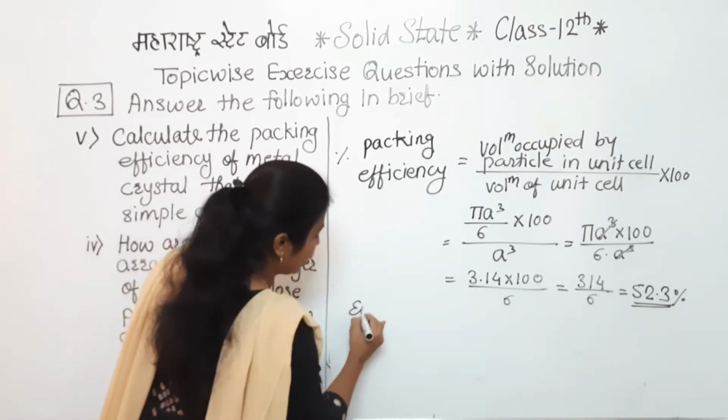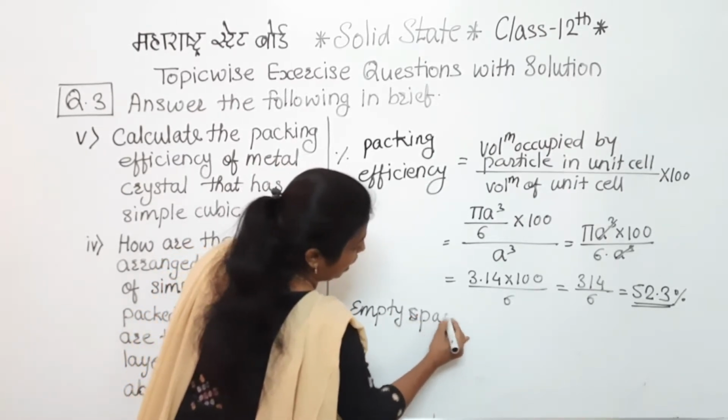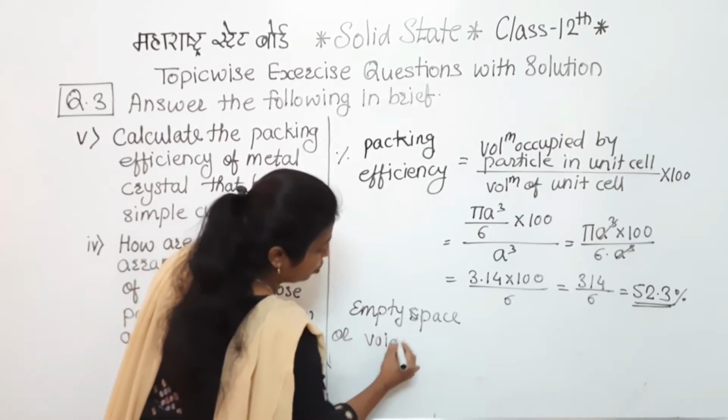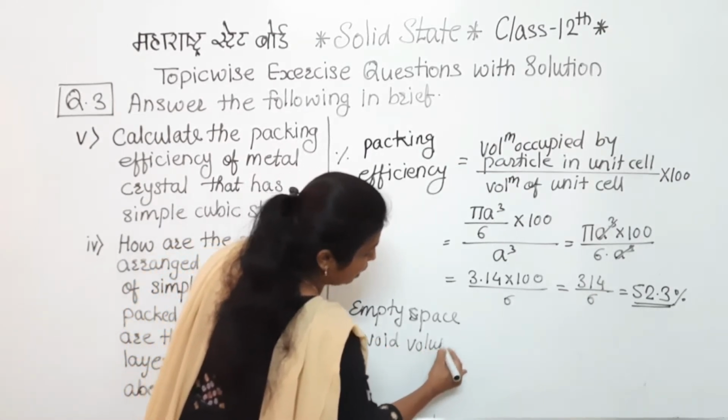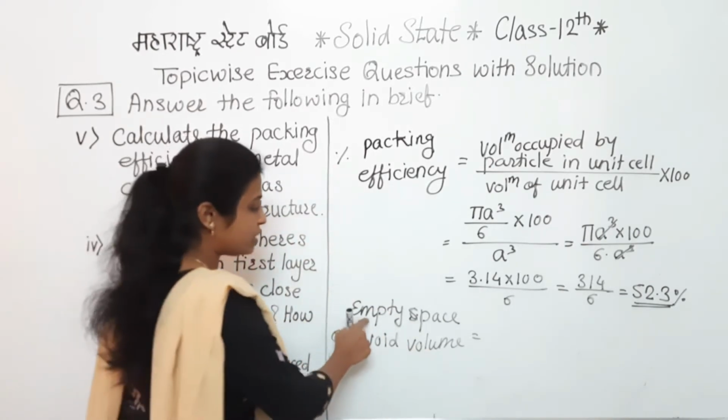Now we are going to calculate the empty space. Empty space is also called the void volume. Keep in mind that sometimes the question will be like that: void volume. So void volume is nothing but the empty space.